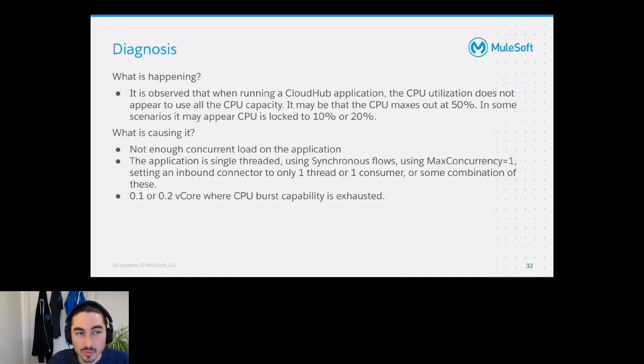And here are some of the potential causes for it. 1, not enough concurrent load on the application. 2, related to threading that we talked about before. The application is single-threaded, using synchronous flows, using max concurrency on 1, setting an inbound connector to only 1 thread or 1 consumer. So you're limiting the capacity of your application so that the worker is not able to run multiple threads on it. Or potential cause number 3, a 0.1 or 0.2 P-core where CPU burst capability is already exhausted.